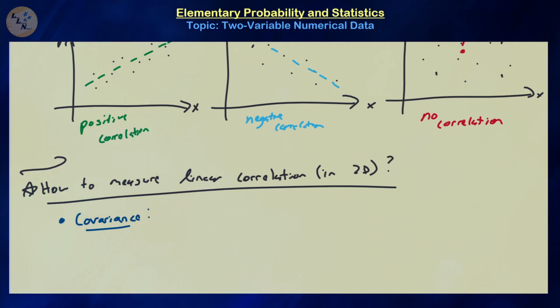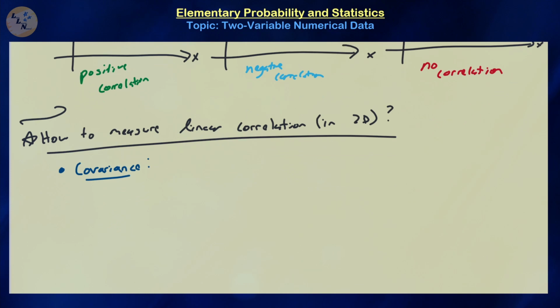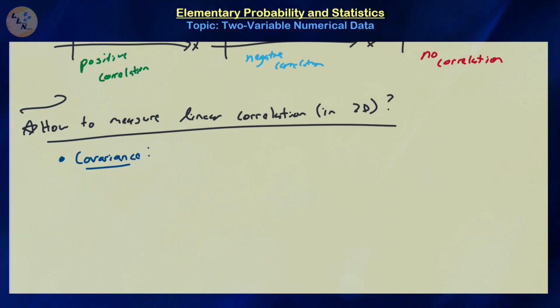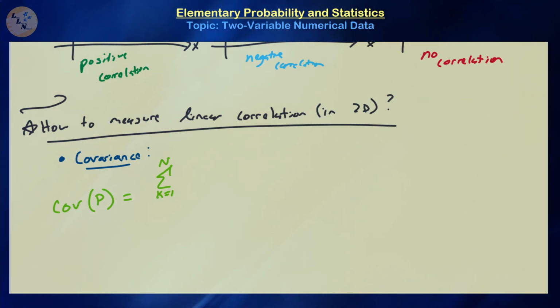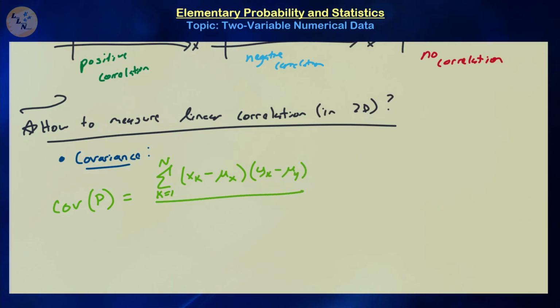So the covariance, and I'm going to define it for the population and the sample so you can see the difference between the two. So the covariance, which I'm going to abbreviate by COVP, so that's the covariance of a population, so this is going to be a parameter, is going to be equal to the sum from k equal to 1 to the population size. So what is the population size in this sense? That's the set of all possible points that you could gather. And that's going to be the value xk minus the mean of x times the value yk minus the mean of y values, all divided by the population size, capital N.